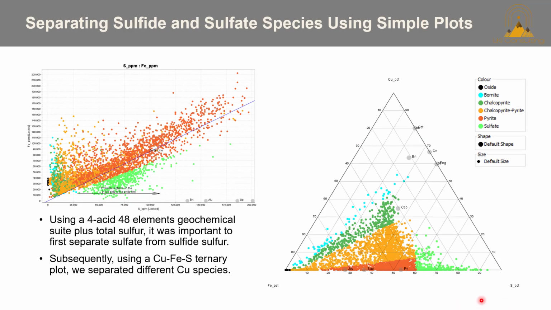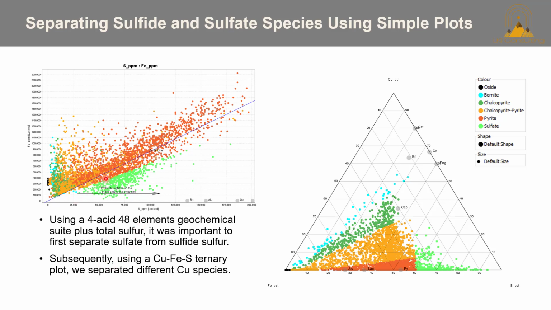So we're going to here just plunge right into an application using some simple plots that I've separated out sulfide from sulfate species by plotting iron versus sulfur. So you can see that over here on the left. And here, very simply, sulfates are going to plot on the sulfur-rich side of the pyrite line, which goes up through here. So here you can see iron on my y-axis. And this is just from a 4-acid, 48-element geochemical data suite that included total sulfur.